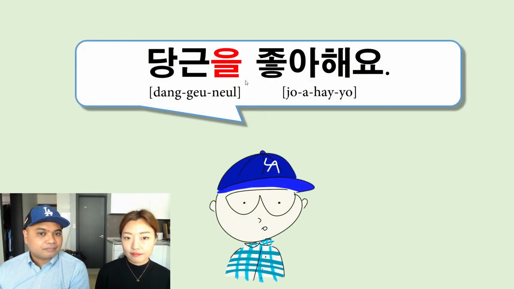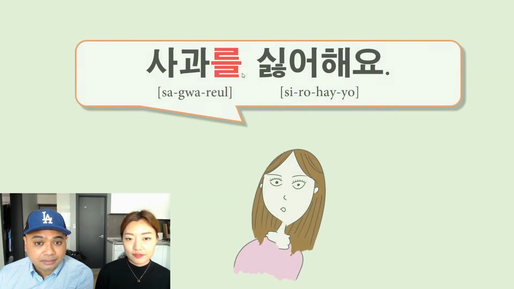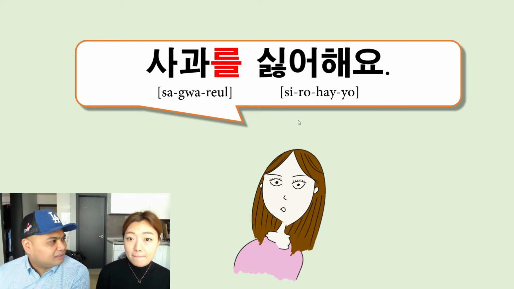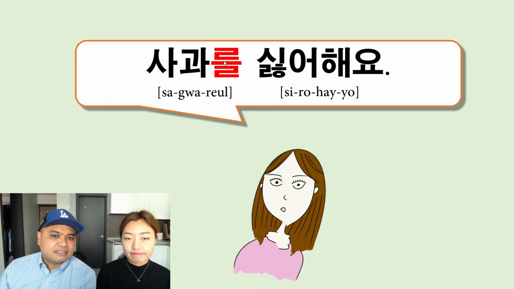Just remember, if it ends with a consonant, 을. So 당근을 좋아해요, then the verb afterward. If the object finishes with a vowel, you need 를. 사과를 싫어해요. And then the verb at the end, right? All right. So that was a quick recap. I think this is a super quick video, super easy. Not much to it. Just remember the vowel or consonant and add 을 or 를, then the verb.